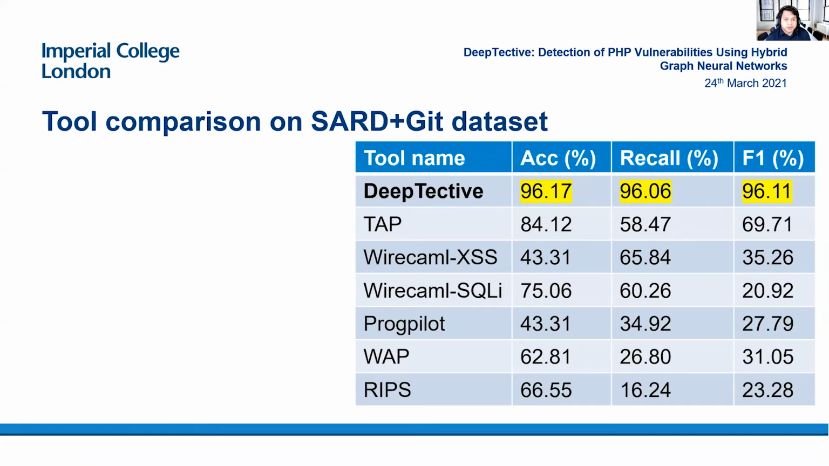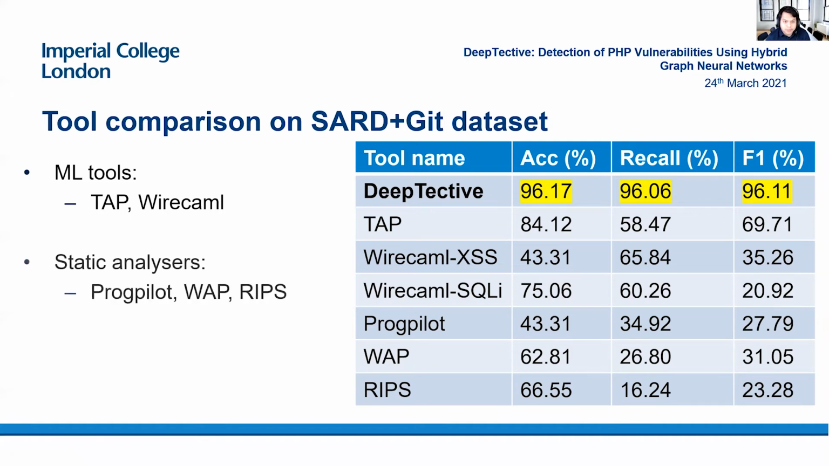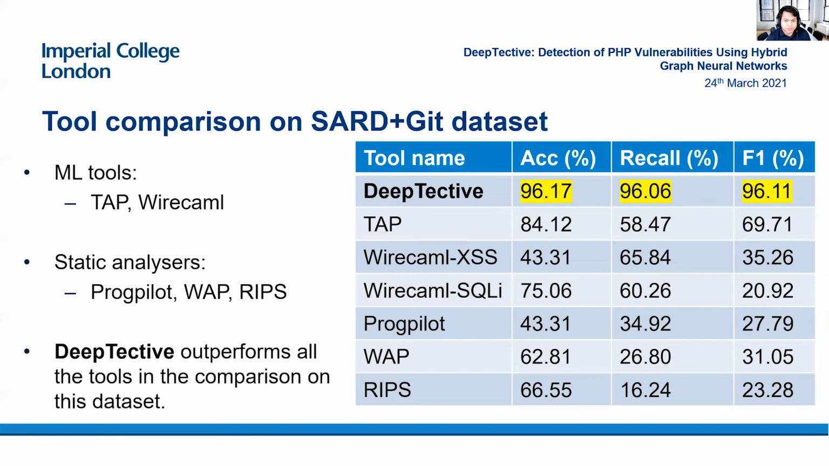Next, we perform a comparison of DeepTective with different vulnerability detection tools on the SARD plus Git dataset. We have two types of tools here. The first type is the machine learning tools, which consist of TAP and WIRECAML. The second is the static analyzers, which consist of ProbPilot, WAP, and RIPS. Based on the comparison, we find that DeepTective outperforms all the tools in the comparison on this dataset. We can see the accuracy, recall, and F1 scores of DeepTective are significantly higher than all the tools.